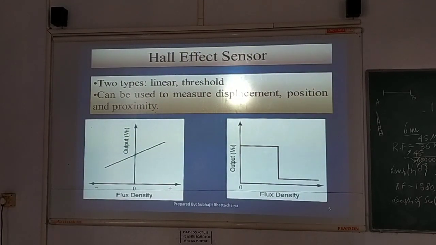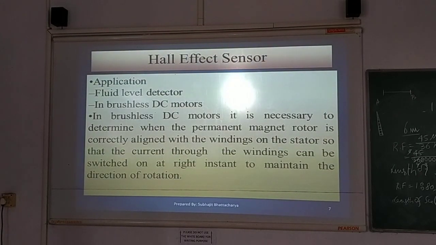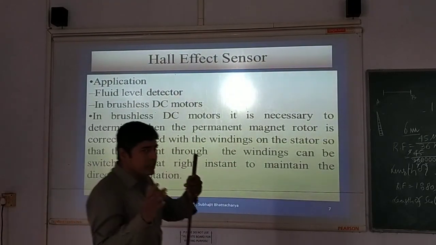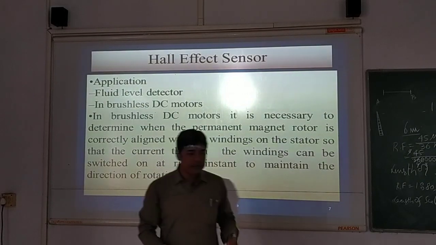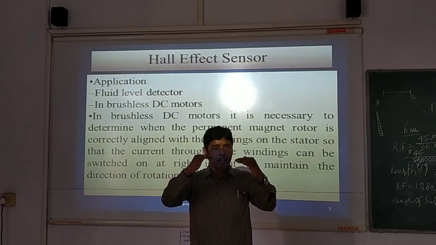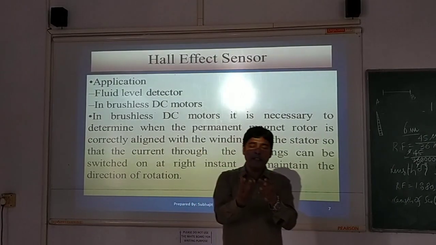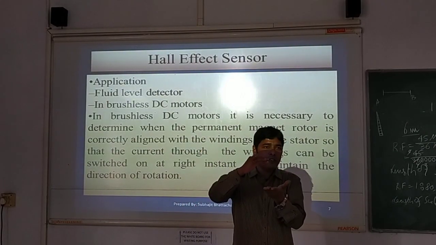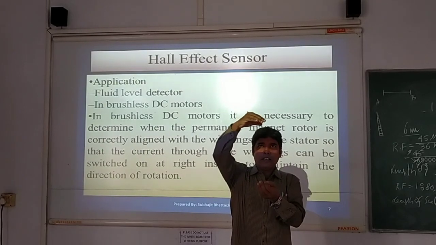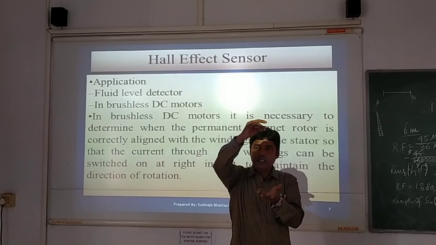Fine. Now, I have already described this. Some applications are the fluid level detector. So imagine there is, suppose, a chemical processing plant, and there is a tank, and in that tank a particular level is to be maintained. Suppose the level is this. Now you can place a float on it, and at the top of the float you can place a magnet, and at a certain distance on the top of this container you can place your Hall effect sensor.